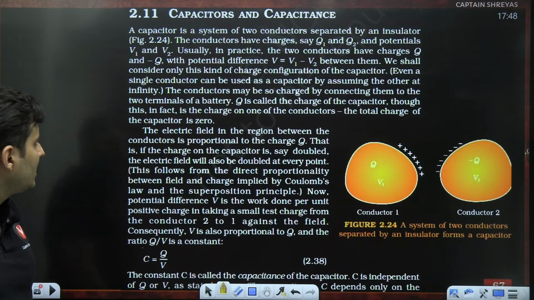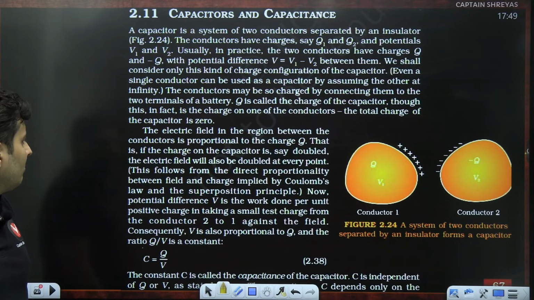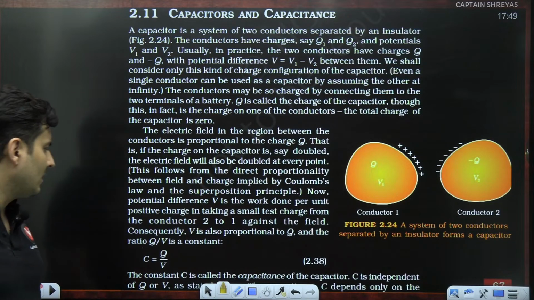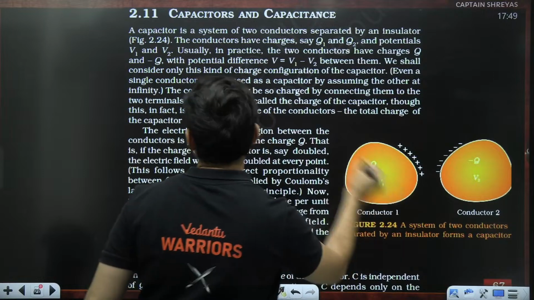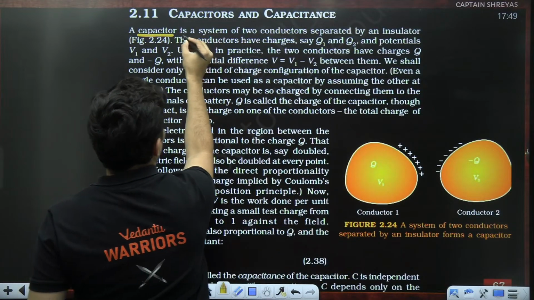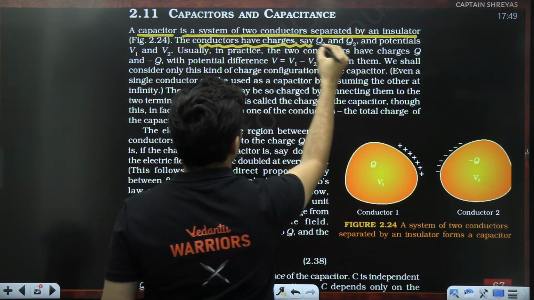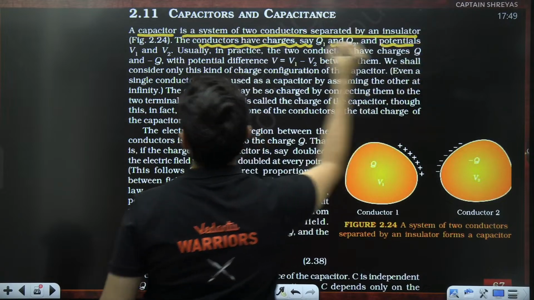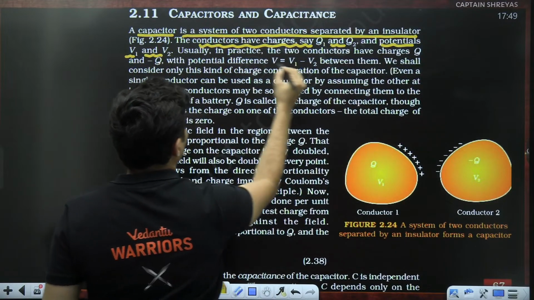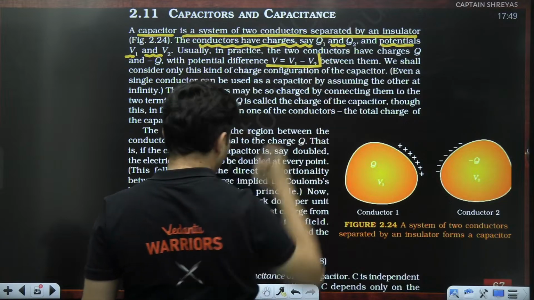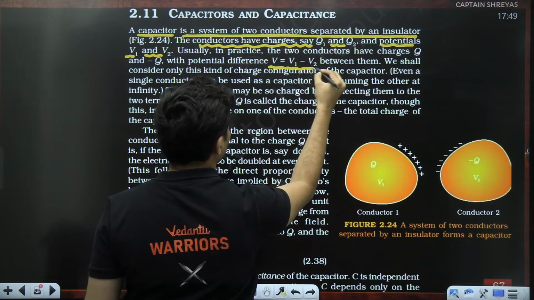The electric field in the region is proportional to the charge. That is, if the charge on the capacitor is doubled, electric field also will double, and because of which the potential difference will also be proportional to the charge, and that ratio is called the capacitance of that particular conductor. Okay, first, a capacitor is a system of two conductors separated by an insulator. The conductors may have some charges q1 and q2 and the potentials v1 and v2, and usually we take v1 minus v2 as the potential difference between them.